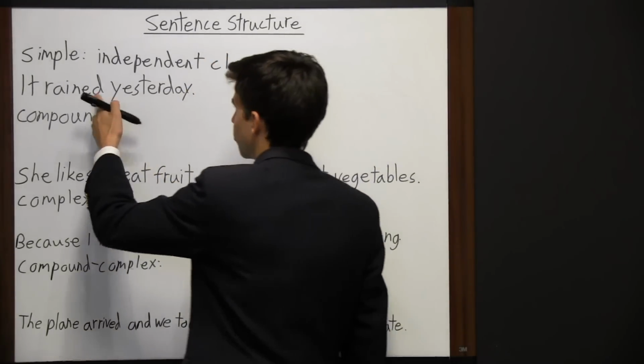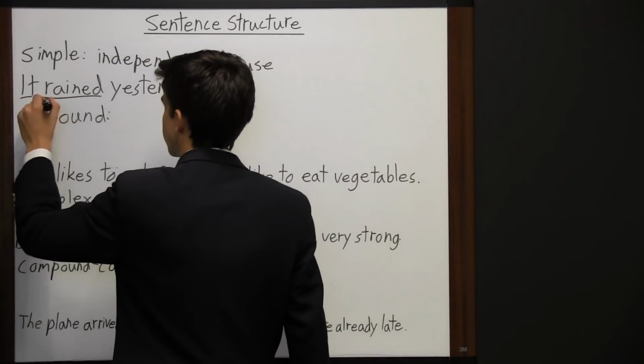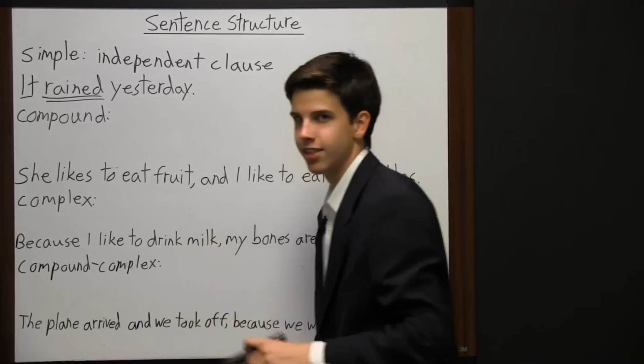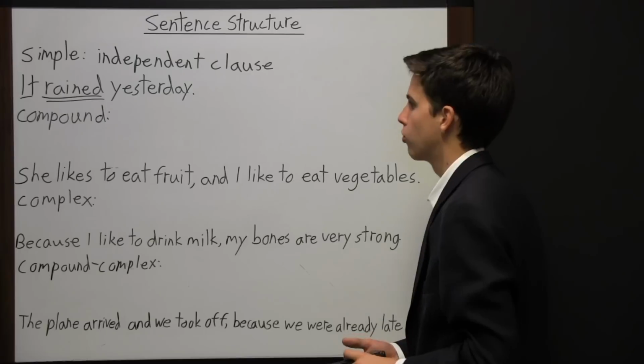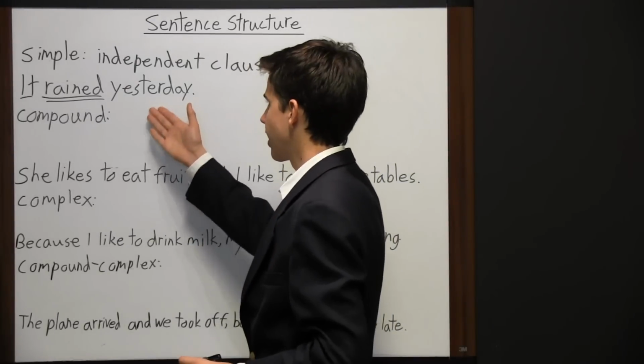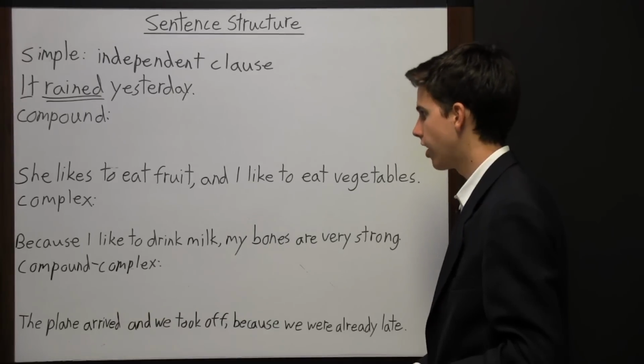So here's an example. It rained yesterday. So we have a subject here, it, and a verb, rained. And so this sentence isn't dependent on anything else to be a complete sentence. It's a sentence in its own right because it can stand alone. It rained yesterday is a grammatically correct sentence. So we call that an independent clause.